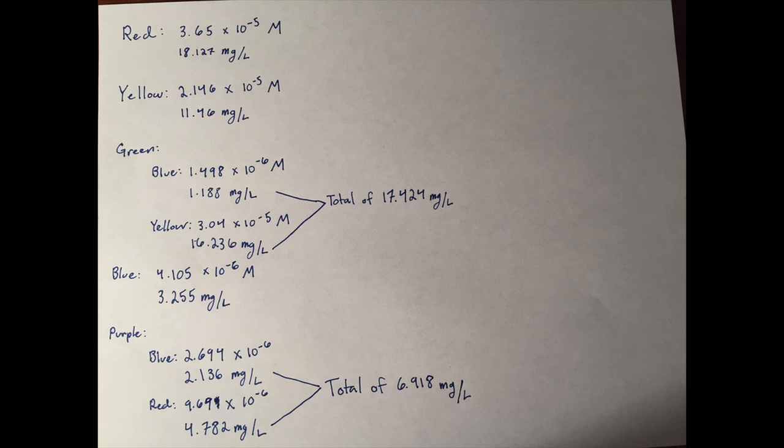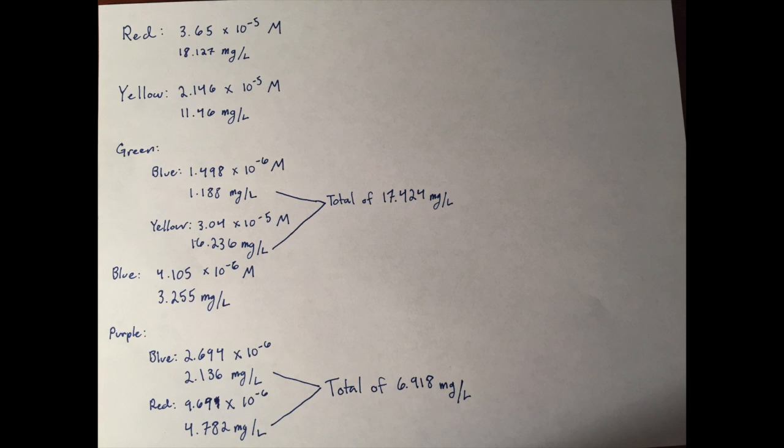So, here are the final results from my lab. I calculated the concentration and the mass per liters for each sports drink. As you can see, I have that for red, yellow, green, blue, and purple. Green and purple require 2 different food dyes.